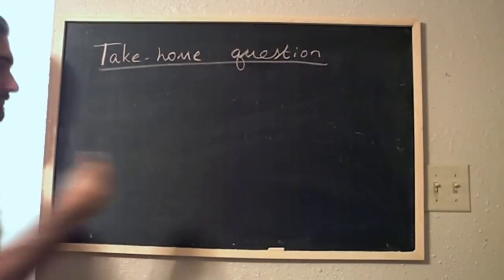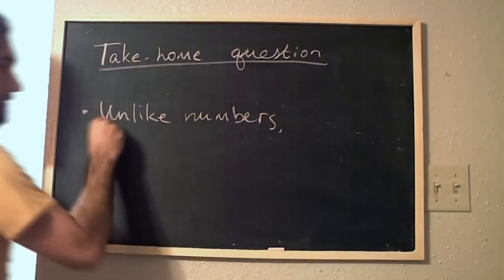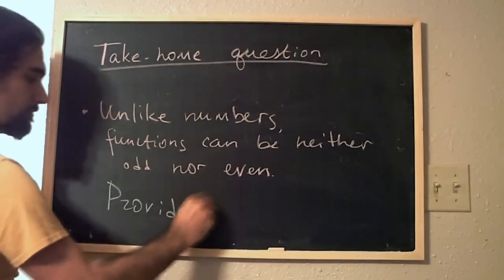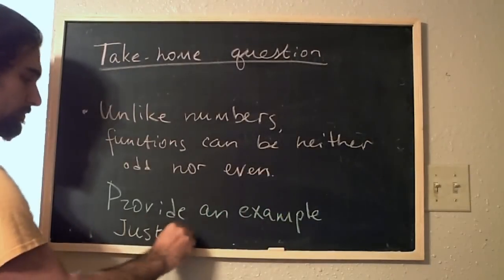Now the time for the take-home question. Unlike numbers, the functions can be neither even nor odd. Your task is to find an example of such function and argue that your answer is correct.